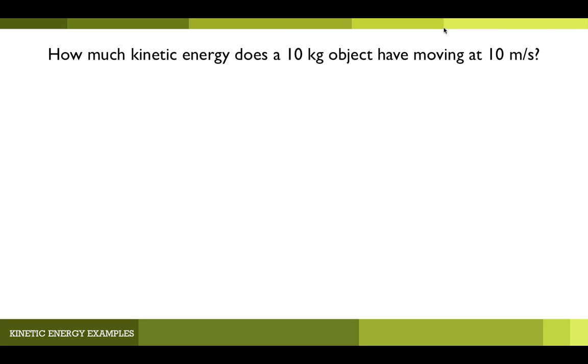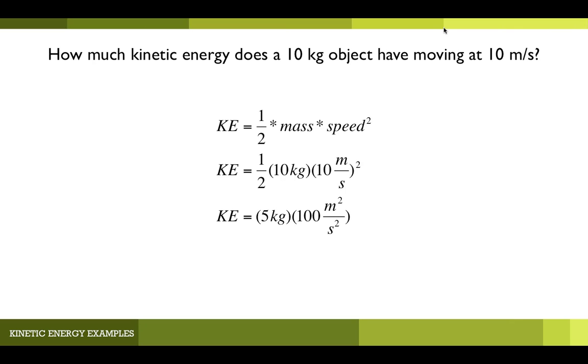How much kinetic energy does a 10 kilogram object have while moving 10 meters per second? So kinetic energy is 1/2 times mass times your velocity or your speed squared. So we can plug in our mass of 10 kilograms, our speed or velocity of 10 meters per second, and we have to square that. So putting all that into your calculator, you'll find that the total kinetic energy is 500 joules. All right, so that was the first way of solving it.